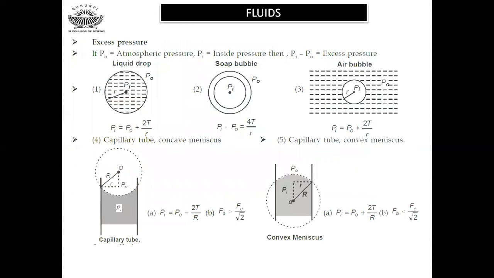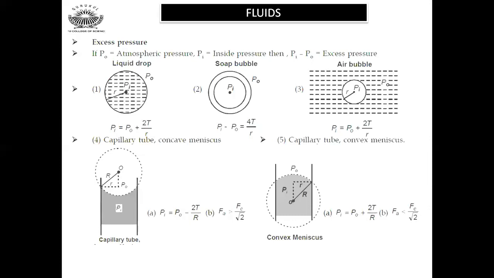Now, excess pressure inside a liquid drop, soap bubble, and air bubble can be calculated. So Pi will be equal to P naught plus 2T by R, Pi minus P naught equals 4T by R, and Pi is equal to P naught plus 2T by R. So these are the different equations for excess pressure inside a soap bubble, liquid drop, and air bubble. Next, capillary tube, concave meniscus. So you have Pi equals P naught minus 2T by R, and Fa is greater than Fc by root 2.